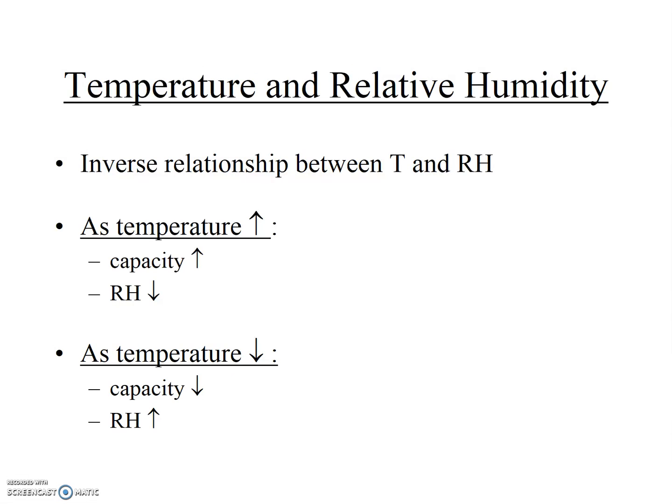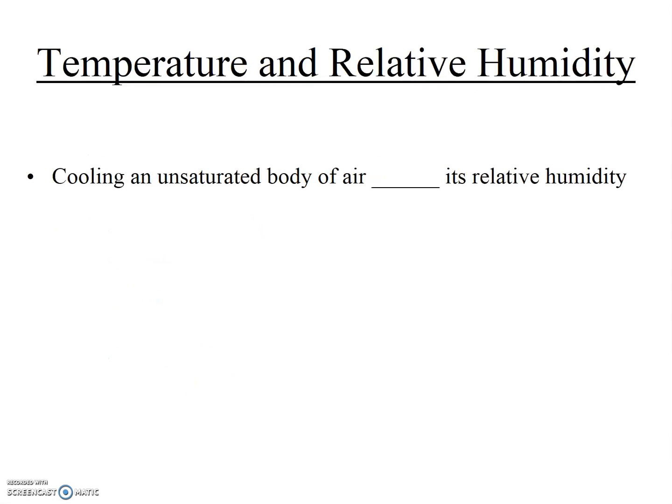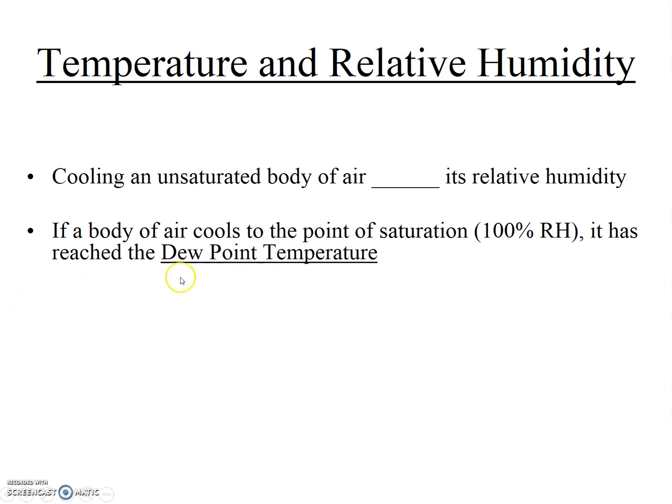Again, very important concept. So you should be able to fill in the blank on this statement. When you have an unsaturated mass of air, meaning it's not full of water yet, if you cool it, what happens to its relative humidity? Hopefully you note that as you cool an unsaturated body of air, you're increasing the relative humidity. And if the air cools enough and the relative humidity increases enough, you might actually eventually get to 100% relative humidity, the point where the air is completely saturated.